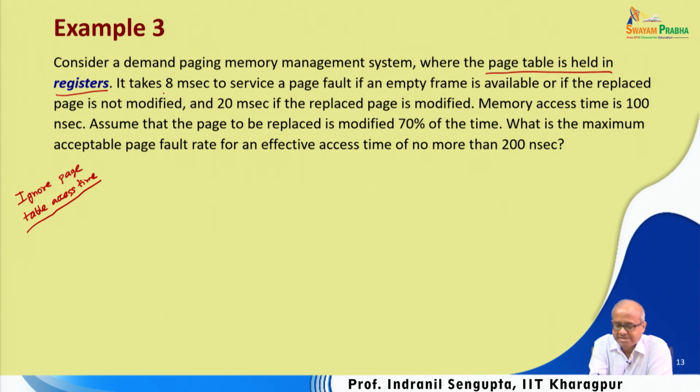It says it takes 8 milliseconds to service a page fault if an empty frame is available or the replaced page is not modified. That means you will not have to write back, swap out; disk write is not required. But it will take 20 milliseconds if the replaced page is modified. Memory access time is 100 nanoseconds, and the page to be replaced is modified 70% of the time. So, the question is, what is the maximum acceptable page fault rate for an effective access time of no more than 200 nanoseconds?